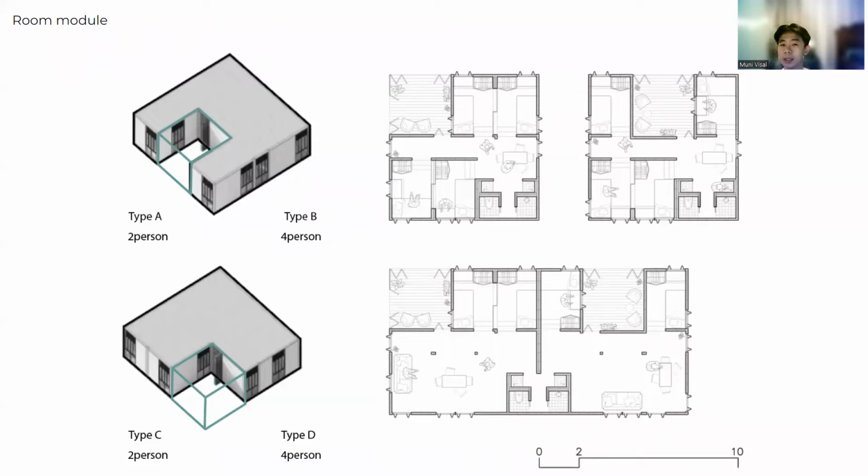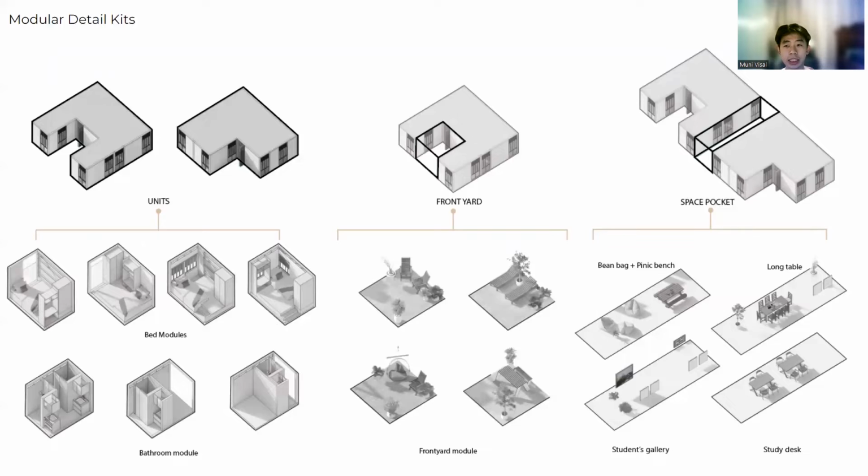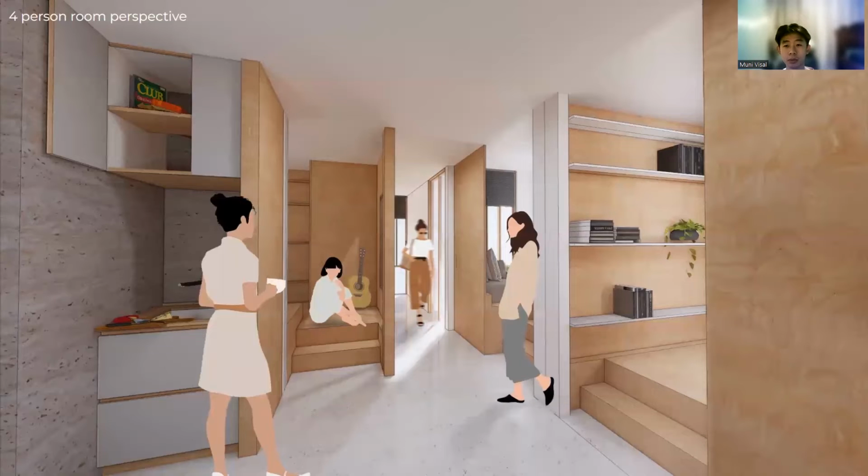For the floor plan, you can see a room with its own private bathroom, and the bottom floor plan is a room with a shared bathroom. We also try to involve students with the project. And this is the modular detail kit. For the unit, we offer bed models that students can choose from. The bathroom will follow the room type they chose. We have 4 options for the front yard as well as 4 options for the space pocket. This is the perspective for the 2-person room, and the perspective for the 4-person room.